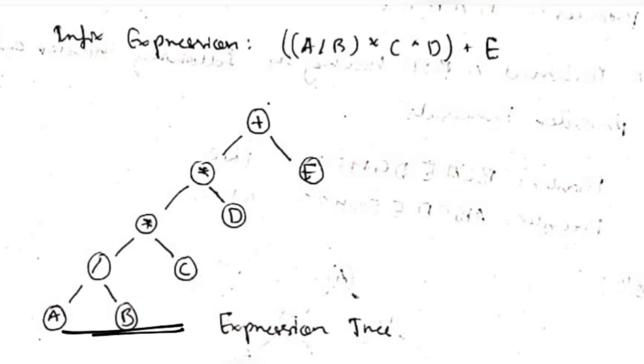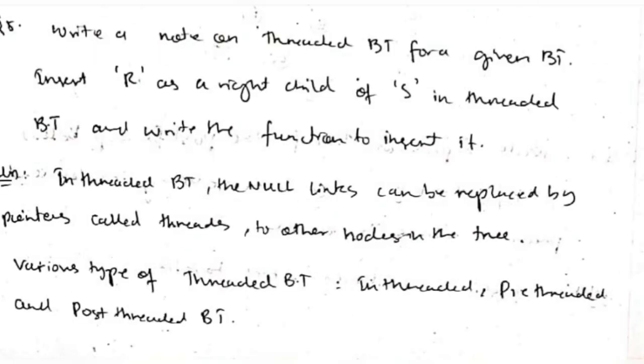Okay. In this question we have been asked to write a note on threaded binary tree and insert R as a right child of S in the threaded binary tree, and also we have been asked to write the function for it. A threaded binary tree is nothing but the null links can be replaced by pointers to the successor or the predecessor of the given nodes, okay, which will be stored in the null links.